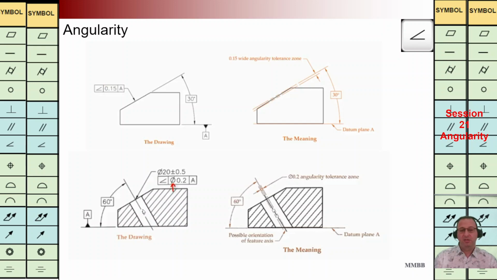At the bottom, we are going to control the orientation of this hole. We have diameter symbol here. We are going to have a cylinder with a diameter of 0.2, and the axis of that hole should be in that TZ. In this way, we are going to control the orientation of this hole.